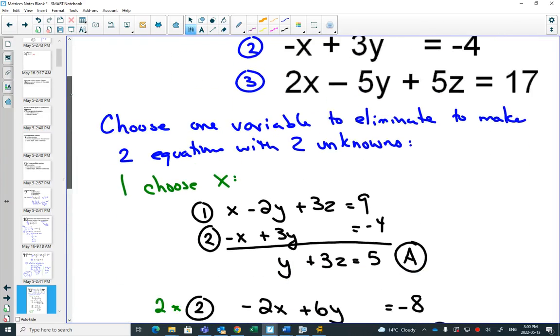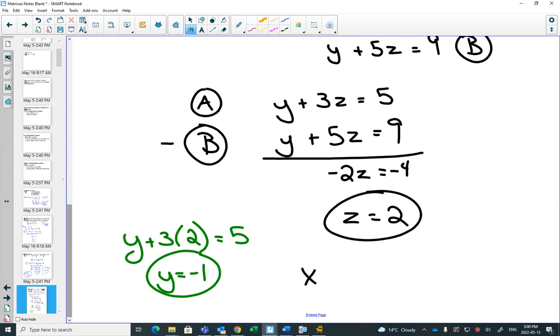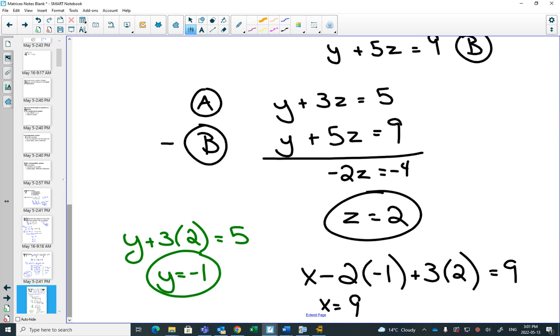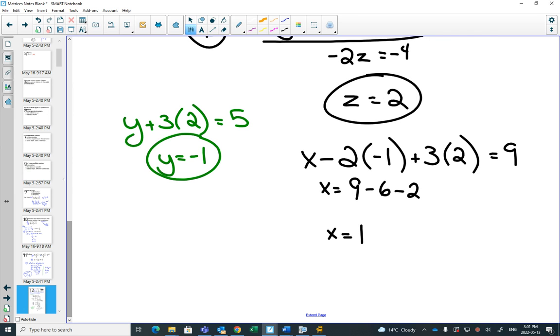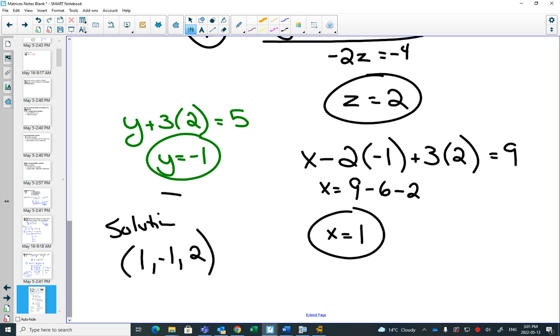Let's use the first one. X minus 2 times y, y was negative 1, plus 3 times z, z was 2, is supposed to equal 9. So x is equal to 9 minus 6 minus 2. X is equal to 1. So your solution is 1, negative 1, 2. That is a point in 3 dimensions.